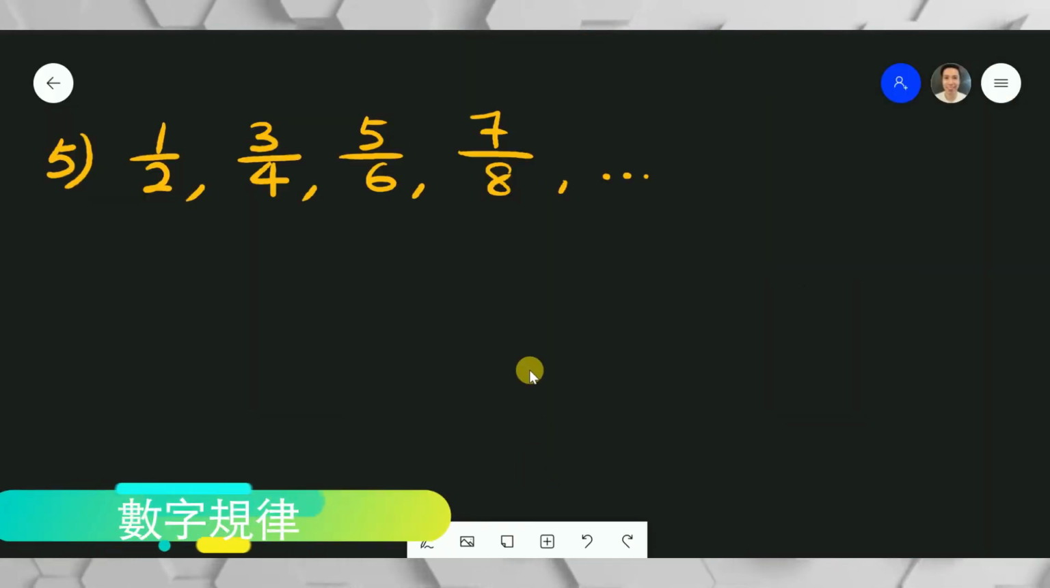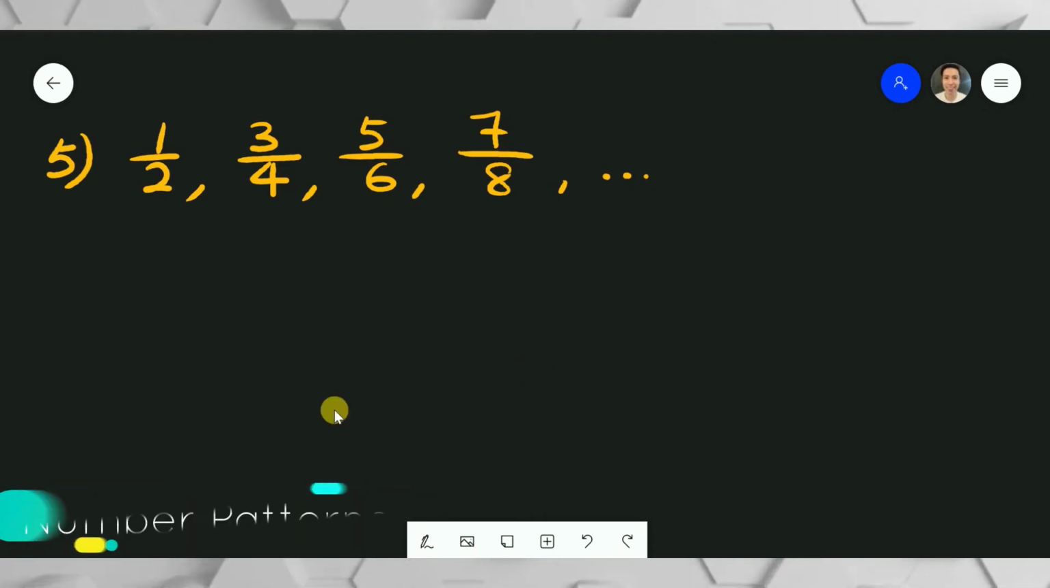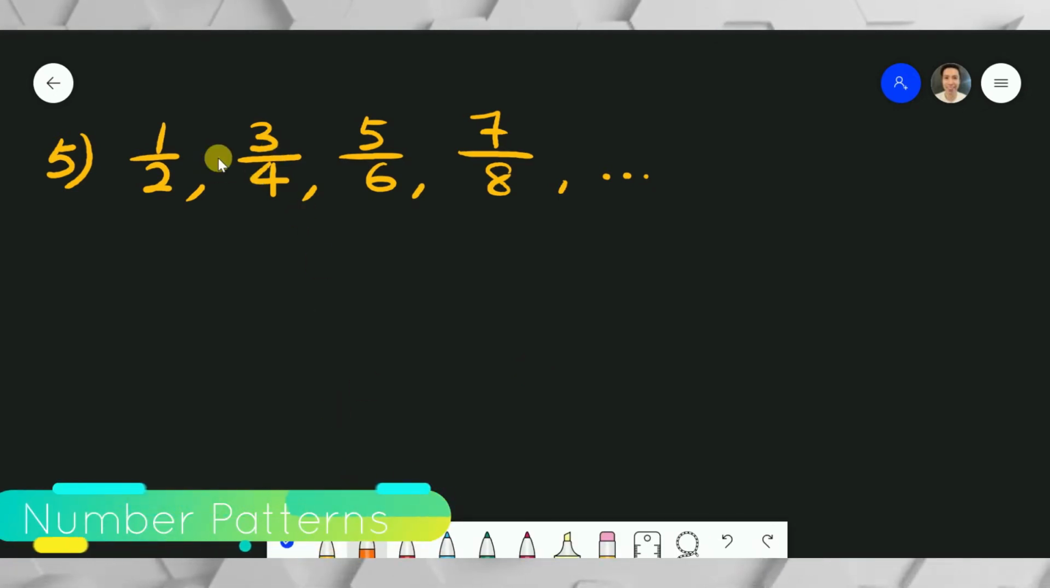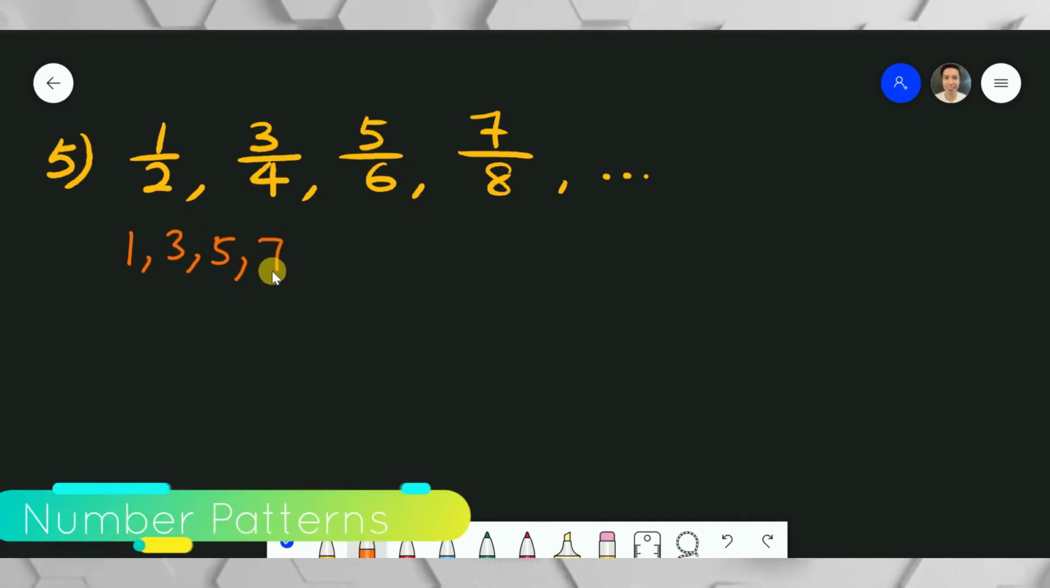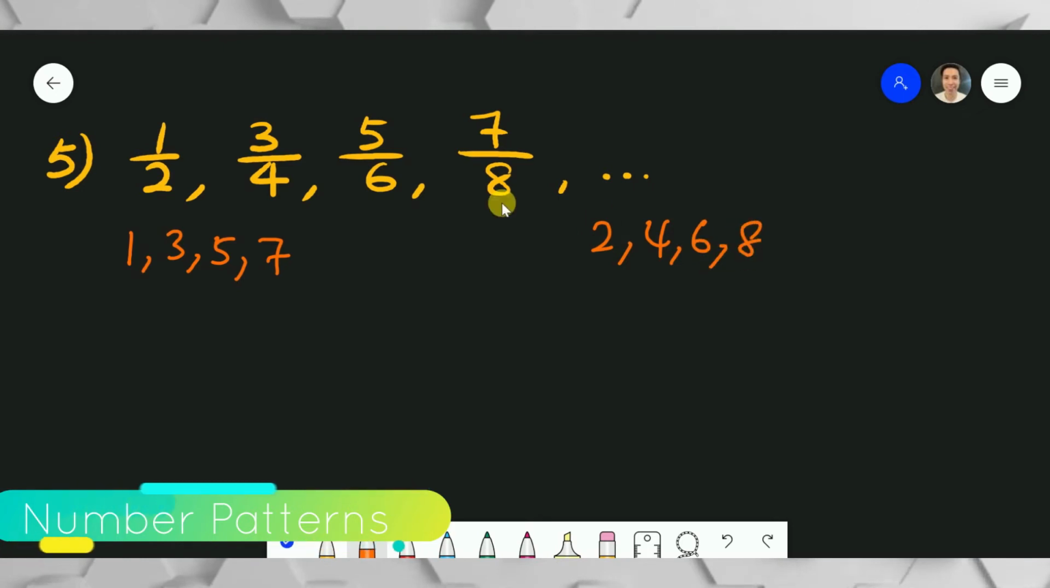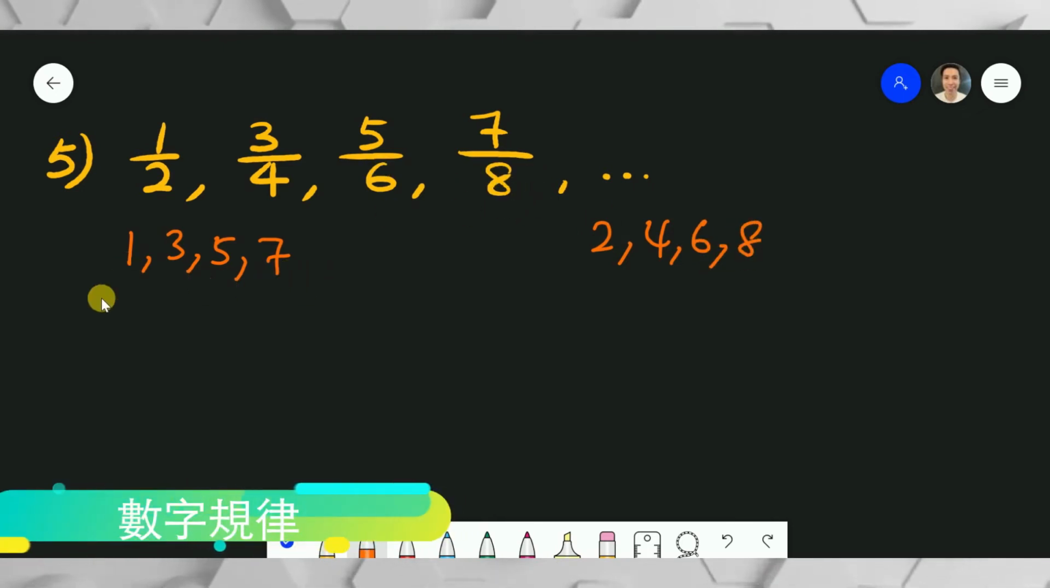What if you have a fraction? Okay, so if we have a fraction, don't panic. We can do the same way. We can split these numbers into two parts, which is the top and the bottom. So first of all, we just rewrite this. So 1, 3, 5, 7, and then the next one you can write 2, 4, 6, 8, which is the bottom number. Okay, so same method.